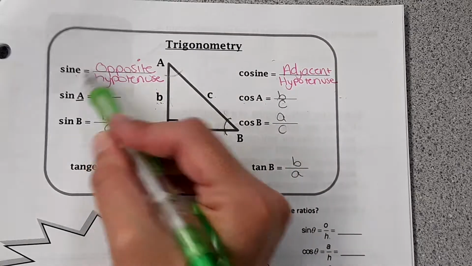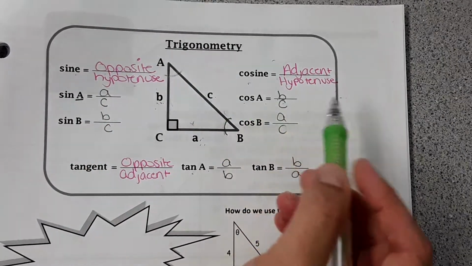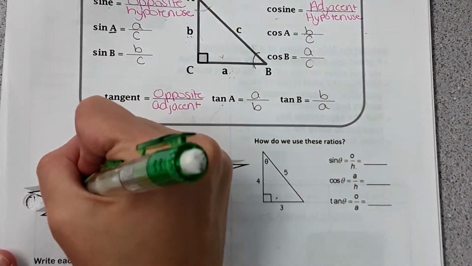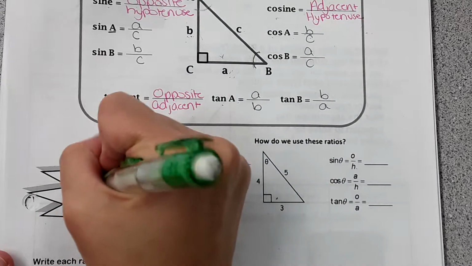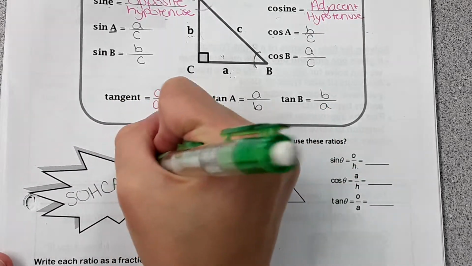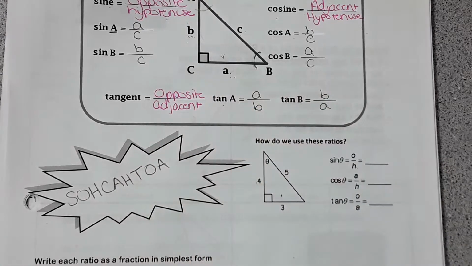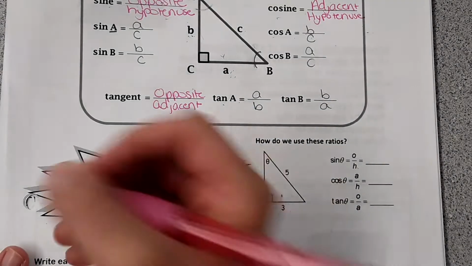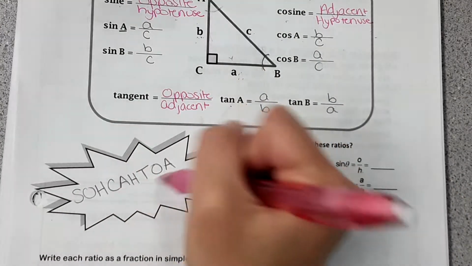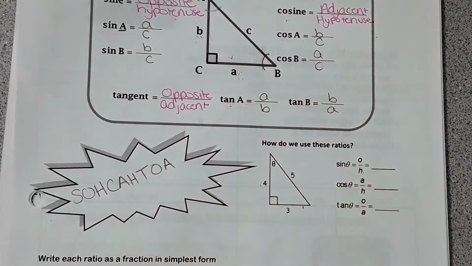So how do I remember that sine is opposite over hypotenuse and cosine is adjacent over hypotenuse? There is this thing right here. I forgot what these are called. Sohcahtoa. This is what you actually have to memorize, and if you memorize this, then you'll know the rest, and I'll show you how it works.